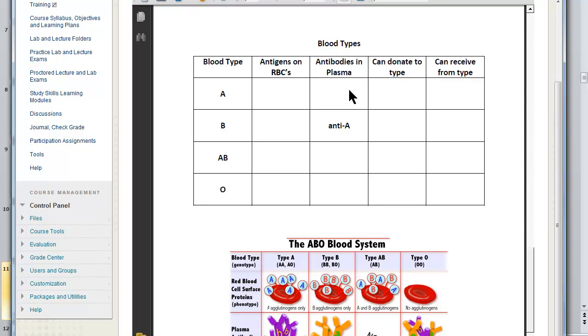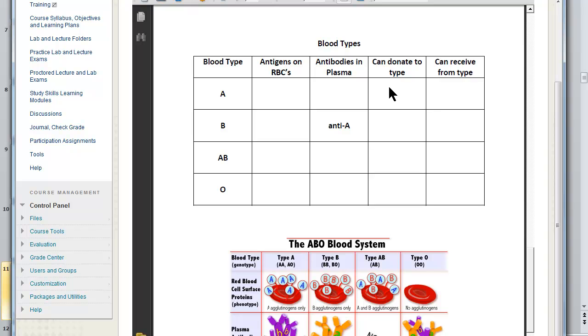Who can they donate to? Well, when we donate our blood, we're donating this top row. We're donating the red blood cells. So you don't want to donate a red blood cell that has an antigen on it that would match the recipient's antibodies. For example, I wouldn't want to give type A blood to a person with type B blood because in the plasma of that recipient are A antibodies that are going to attack and clump the A red blood cells. So who can type A donate to?